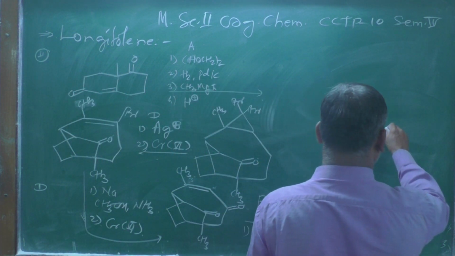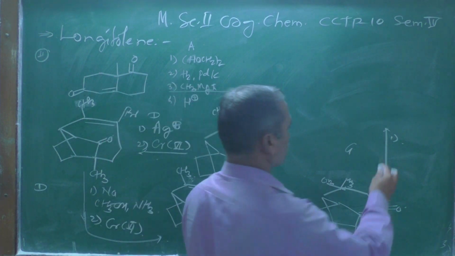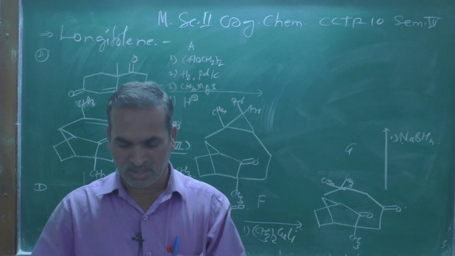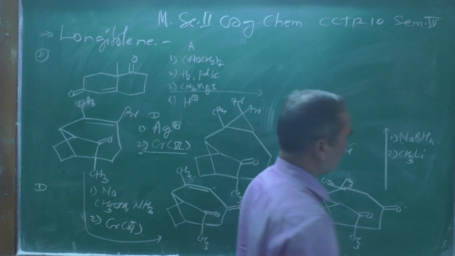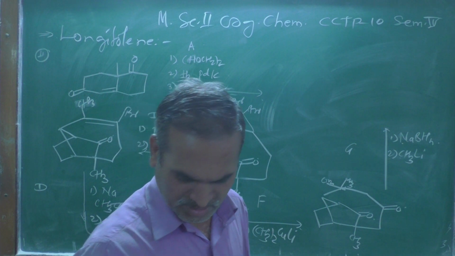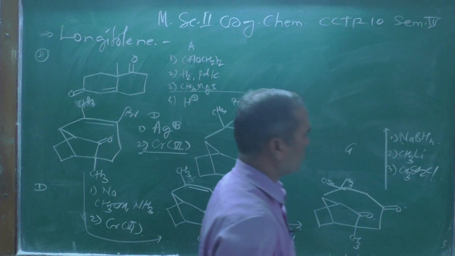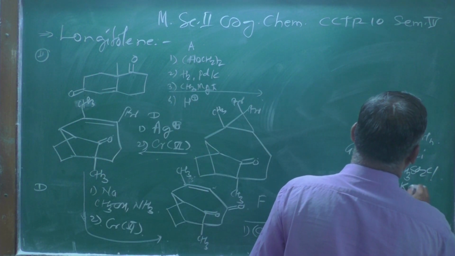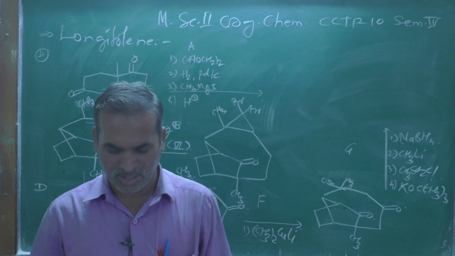Now we are going to add the G reagent. What are those reagents? Let's see one by one. One is sodium borohydride, NaBH4, and as we know, sodium borohydride is a reducing reagent. Second, we are adding methyl lithium. Methyl lithium is also one of the strong bases used over there. And the third one added here is CH3SO2Cl, that is methyl sulfonyl chloride. And the fourth one is potassium tert-butoxide, KOC(CH3)3, added over there.